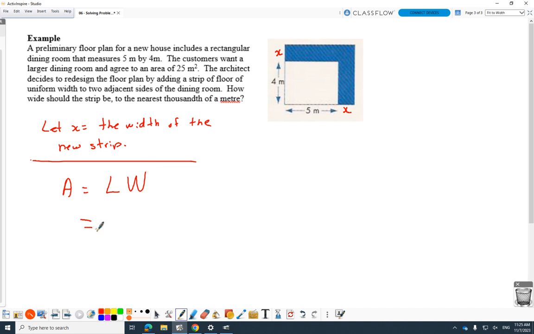What's the length of this thing here? This whole length here? How long is it? 4 plus x. How wide is the new area, the new dining room? 5 plus x. And what do those two things have to multiply to? What did the homeowner want as their actual area? 25. I think you'll find, if you really engage with the geometry problems, you'll find those easier than the other ones.